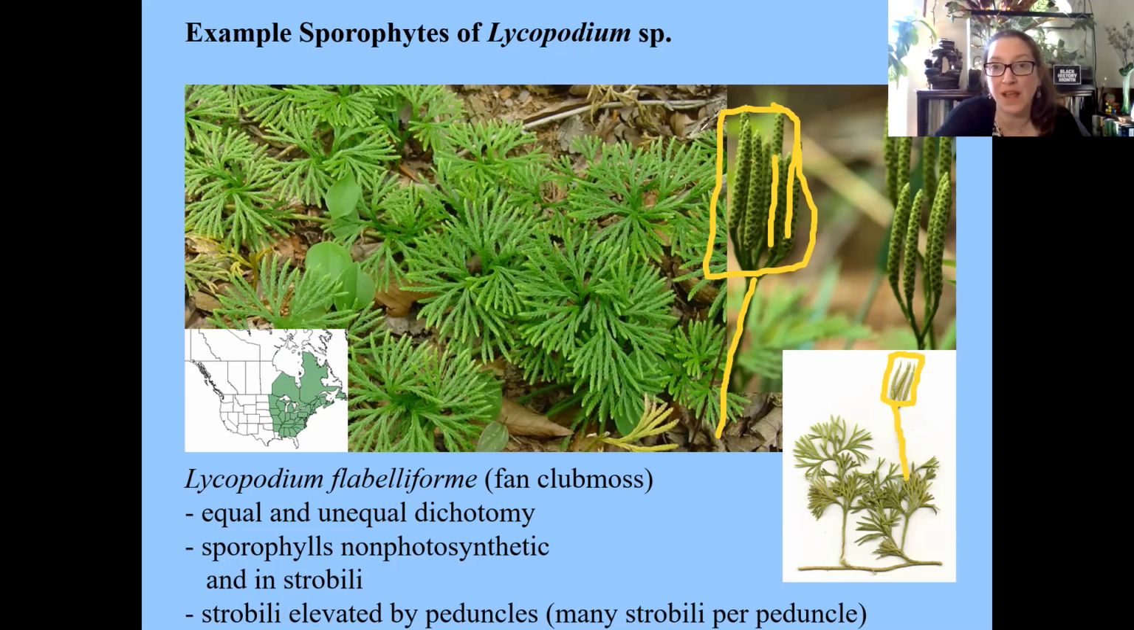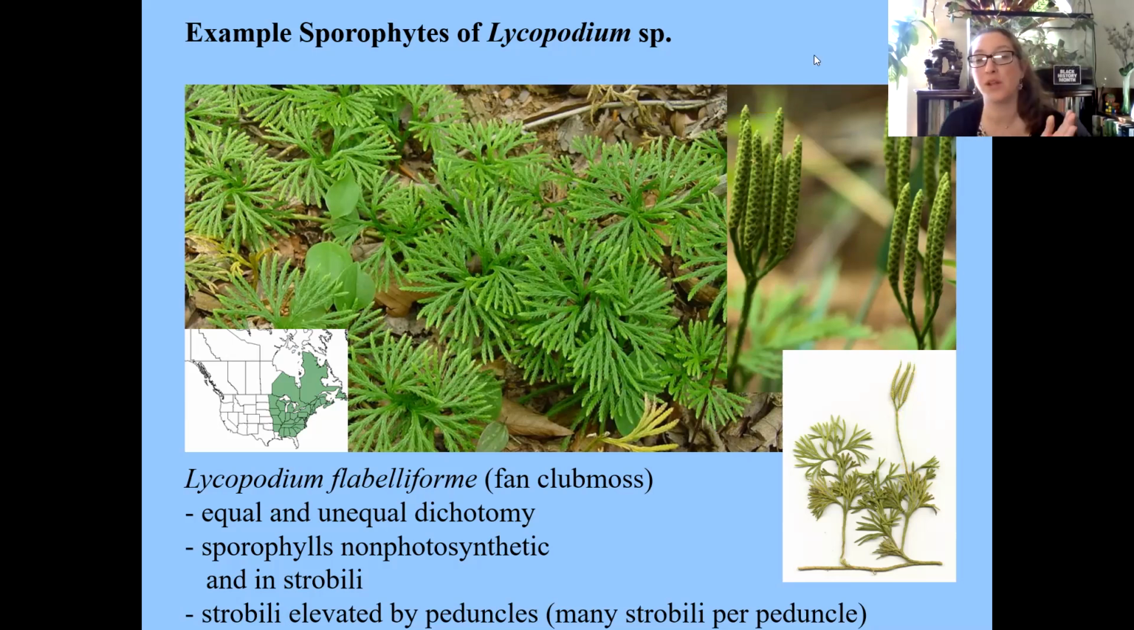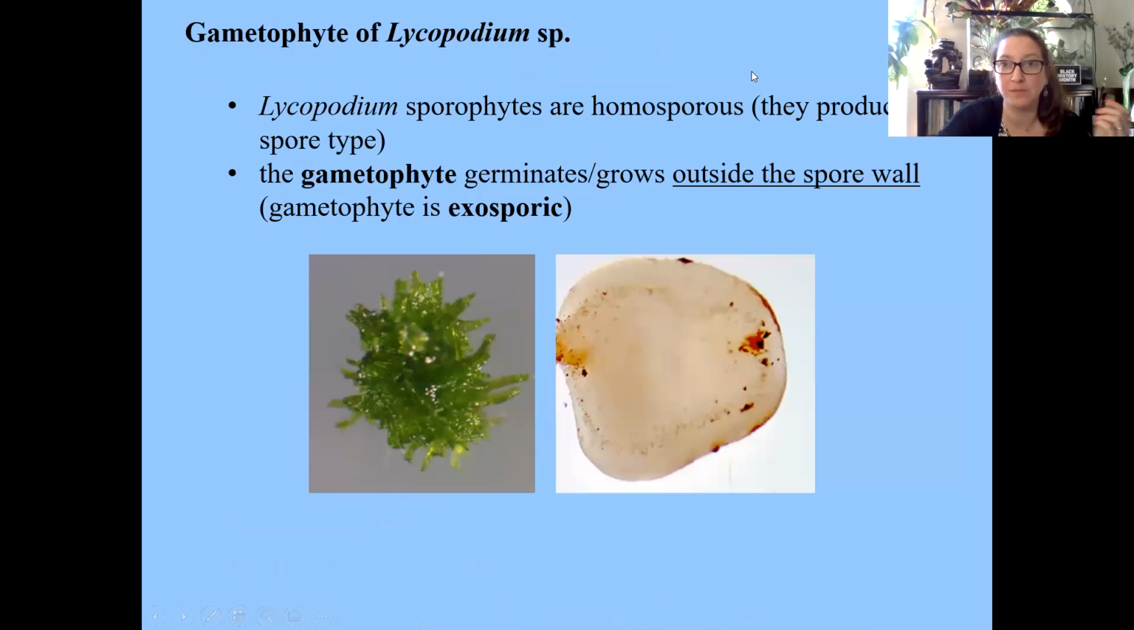So in terms of advanced versus primitive, we can say that Lycopodium flabelliforme has unequal and equal dichotomy. It has strobili, it has peduncles. So of the three that we just saw, this being the third, you could say that this one has the most advanced of the qualities that there are to have in the Lycopods.